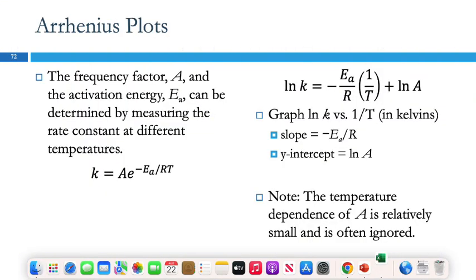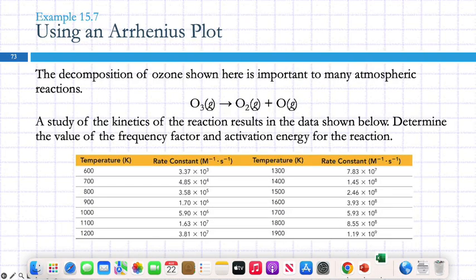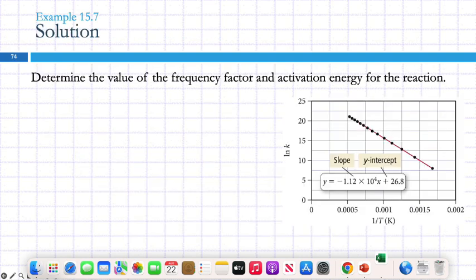So A is the correct choice. I don't know why we've got our bar down here. Okay.